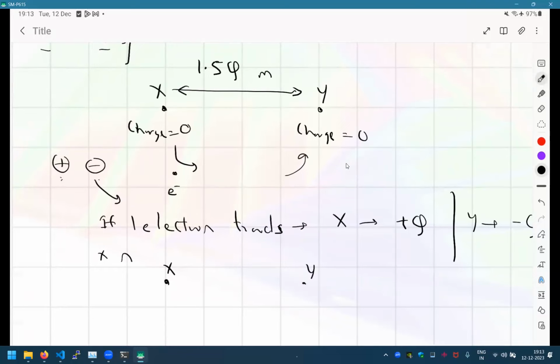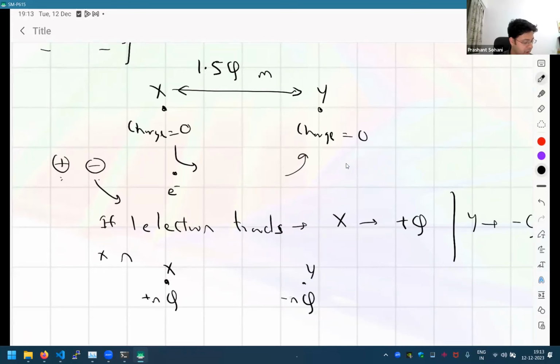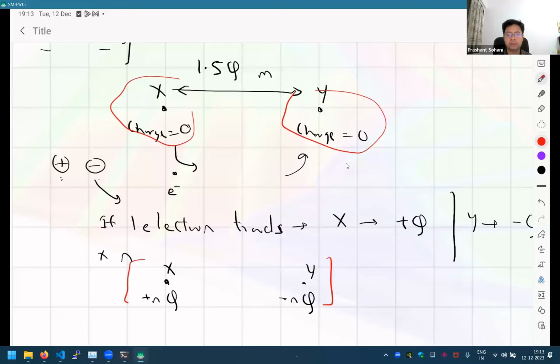At x it will be plus nq and at y it will be minus nq. Correct. And so the first thing you'll notice is that initially the entire system was neutral, right? The total charge here plus the total charge here was zero, and that is conserved here. So total charge will always be conserved. That is one of the basic laws of conservation, that you cannot create or destroy charges.